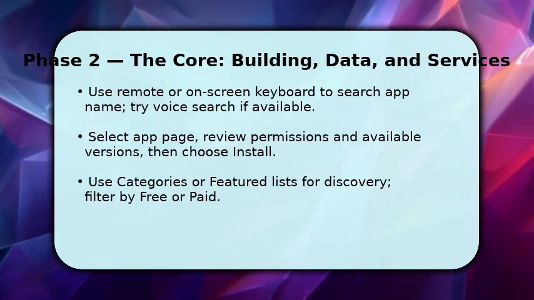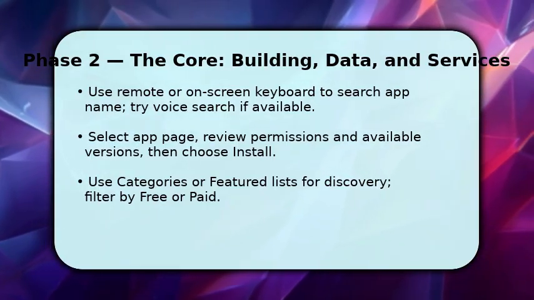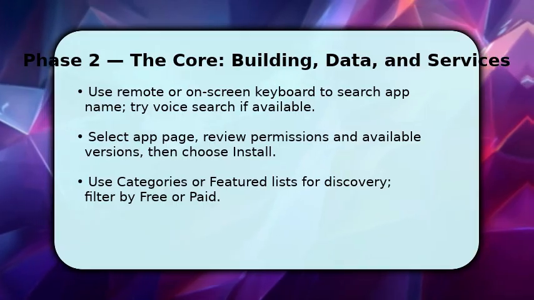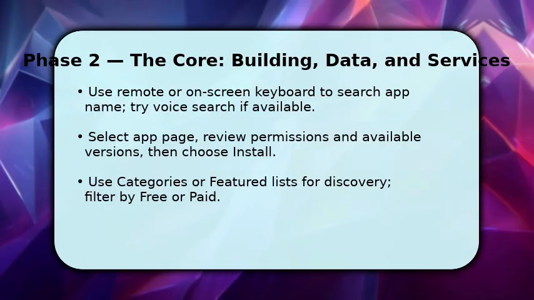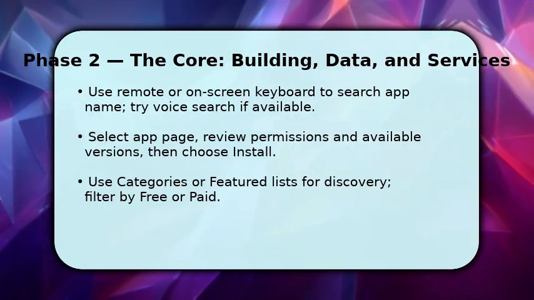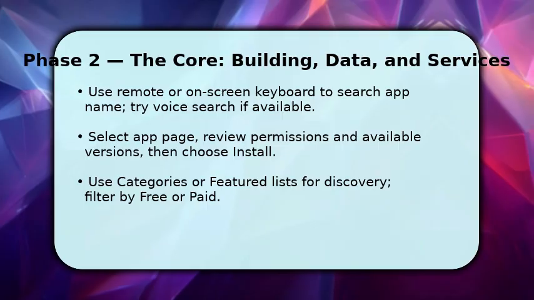Type or speak the app name into the search field. Once you locate it, open the app page to check details like version, size, and permissions. This avoids surprises during install. Select Install and monitor progress in My Apps or Downloads.